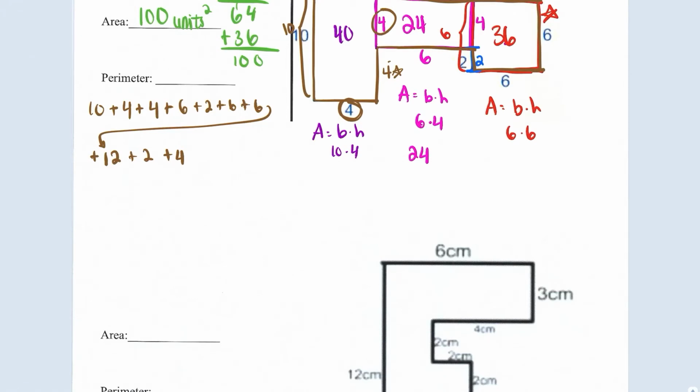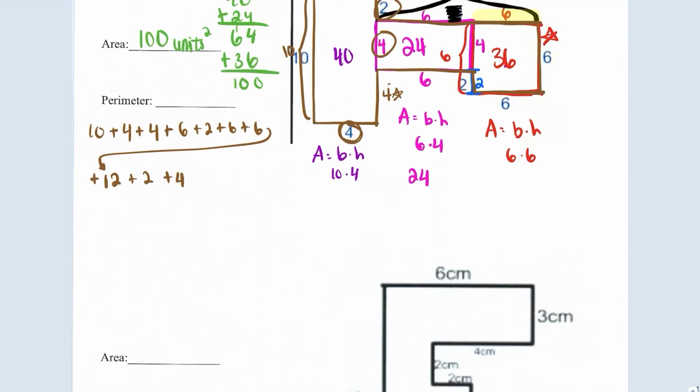Okay, 10 plus 4 is 14, plus another 4 is 18, plus 6 is 24, plus 2 is 26, plus 6 is 32, plus 6 is 38. 38 plus 12 gives me 50. 52 plus 4 is 56.